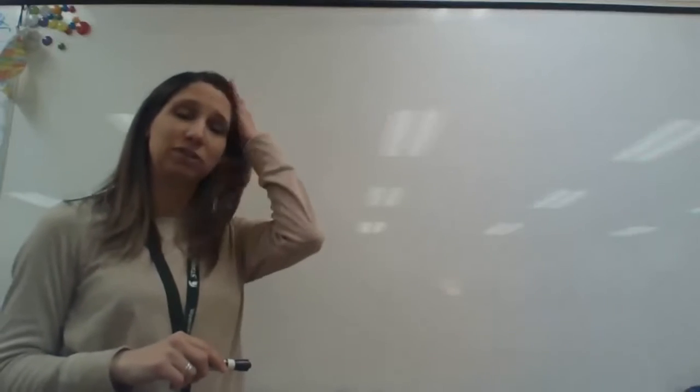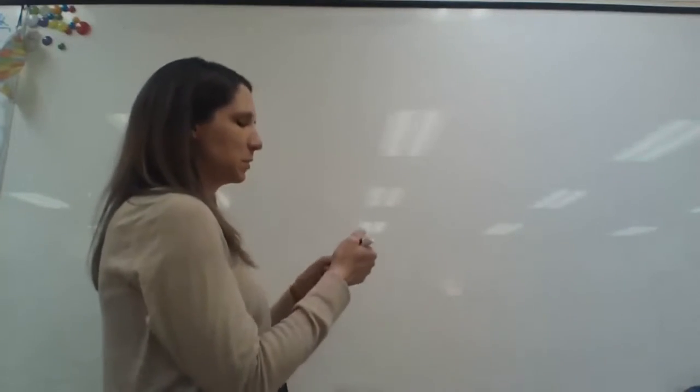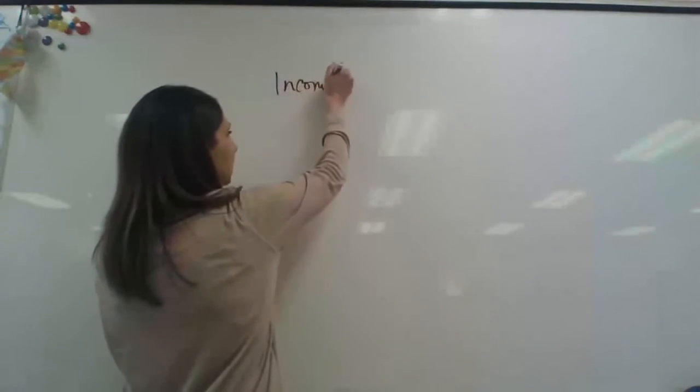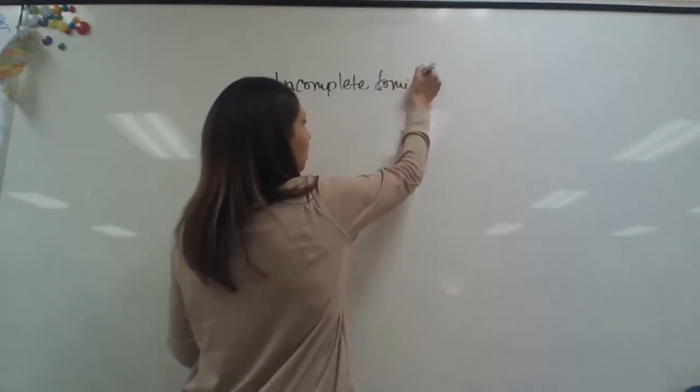So let's start with the incomplete dominance and the codominance ones first, because those are a little bit simpler than what we see with some of the multiple alleles. So as I'm doing this, it would be really great if you will also jot these down on your notes.